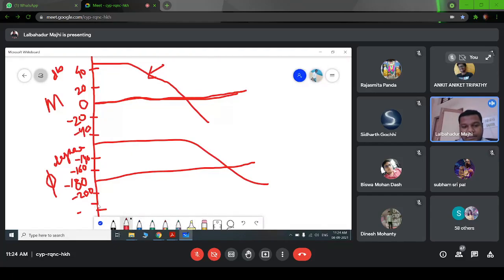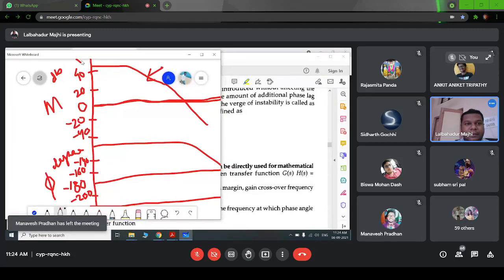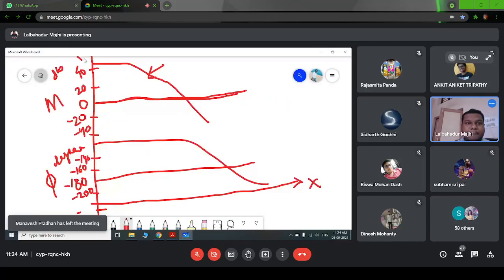In the x-axis we have to take the frequency. We cannot take the starting frequency as 0, because 20 log of 0 will be minus infinity. So you can choose as per your requirement. Let's start with 0.1 as the initial frequency.